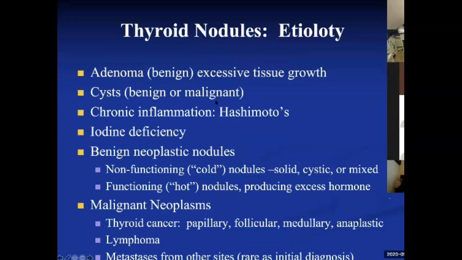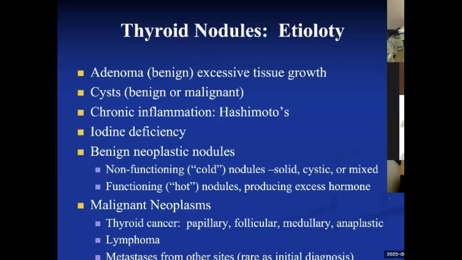Cysts could be malignant or benign, but they're more likely to be benign. Inflammation is what Hashimoto's is, just chronic inflammation of the thyroid. We talked about iodine deficiency, and then a little bit about the benign nodules, but they're not always benign. So, all right, and then they obviously can be cancerous, and that's why we want to refer and make sure we get that biopsy if they're 1 centimeter or more.